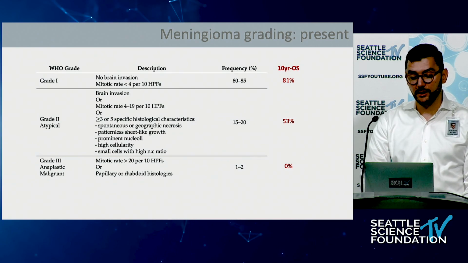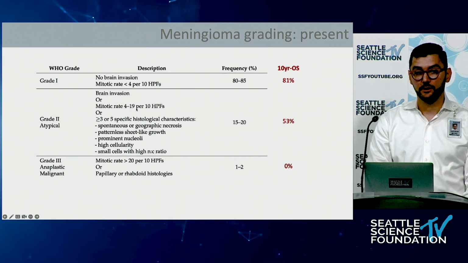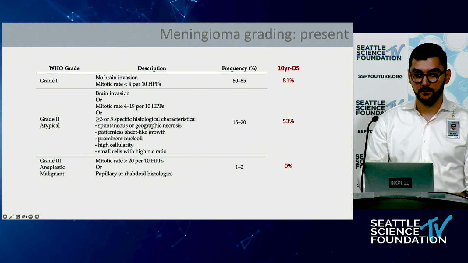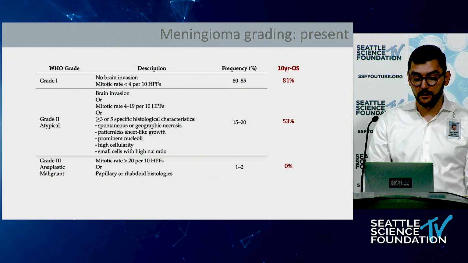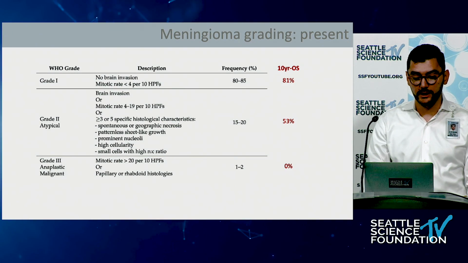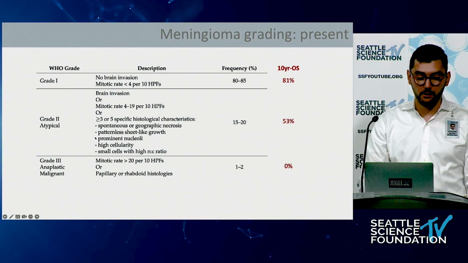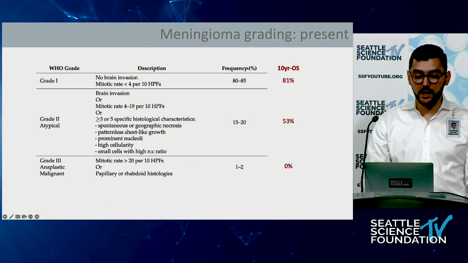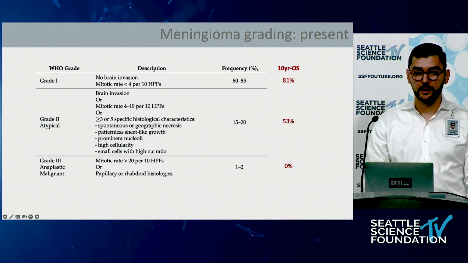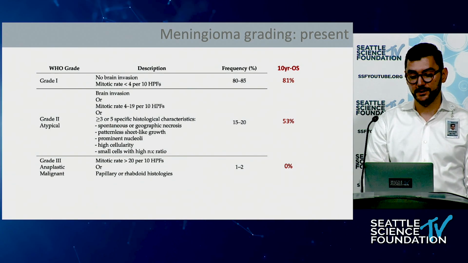If you have brain invasion, you're at least a grade 2. Mitotic rate, if it's less than 4 mitoses per 10 high-powered fields under the microscope, then you're a grade 1. Between 4 and 19, you're a grade 2, and over 20, you're grade 3. And then there are also these other criteria, which if you have 3 or more, that's enough to bump a grade 2 to a grade 3.